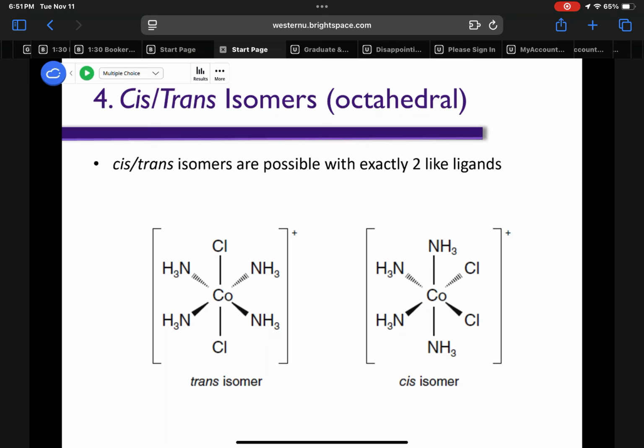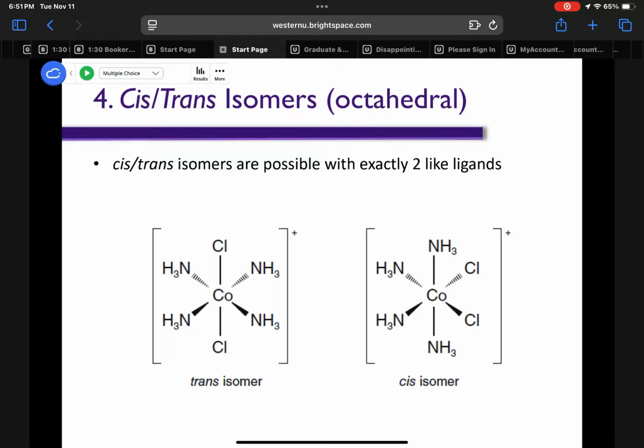So if I have my first ligand here and my second interesting ligand here, I could put it beside each other, or I could put them exactly across from one another. If I go to overlap these 2 compounds or complexes, I can see that they don't overlap. So we have 2 different isomers here.